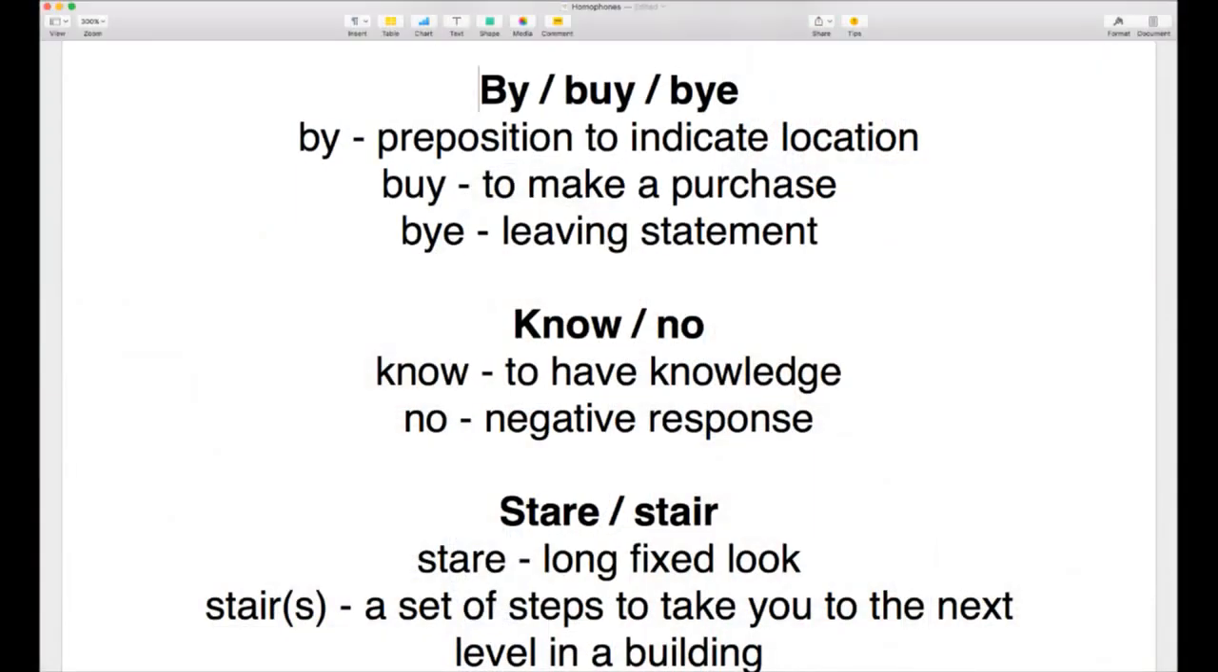Okay, so the next one that we have is the homophones "by," "buy," and "bye." And there's three versions of this word. So the first one is a preposition, and again, it indicates location most of the time. There are other uses for the word "by," but usually we think of it as a preposition.